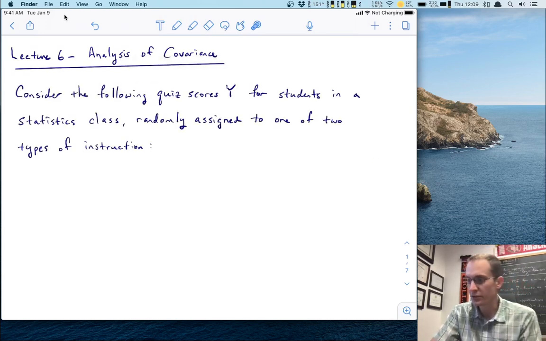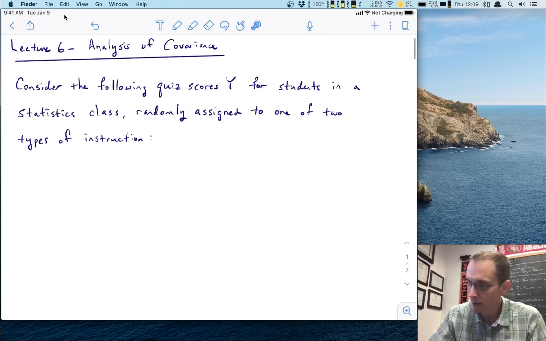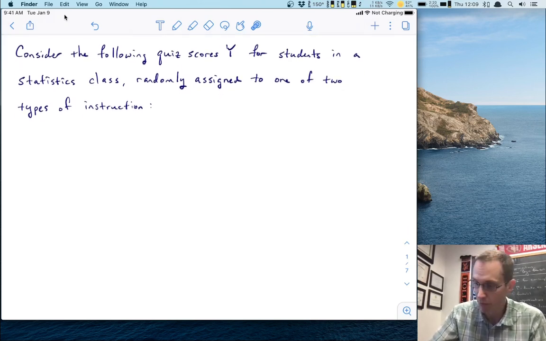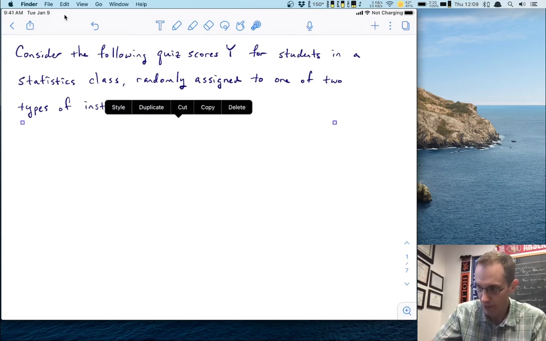So here's what we'll do today. Let's consider that we have some quiz scores. We're going to denote those Y. I'll show you why in a second. For some students in a statistics class, and they are randomly assigned to one of two types of instruction. So let's reveal what those types are and what the data look like.